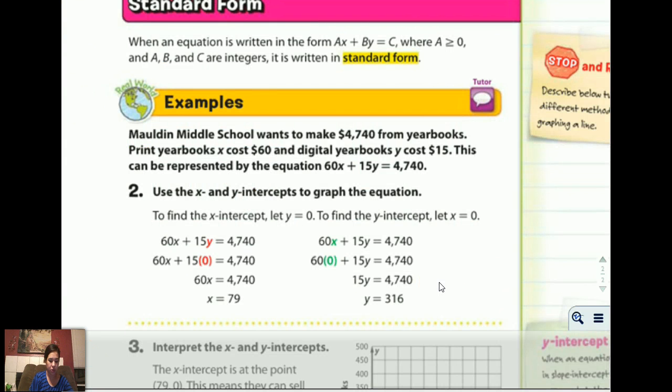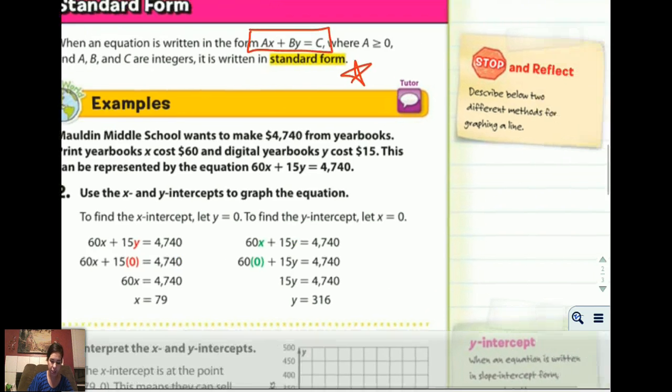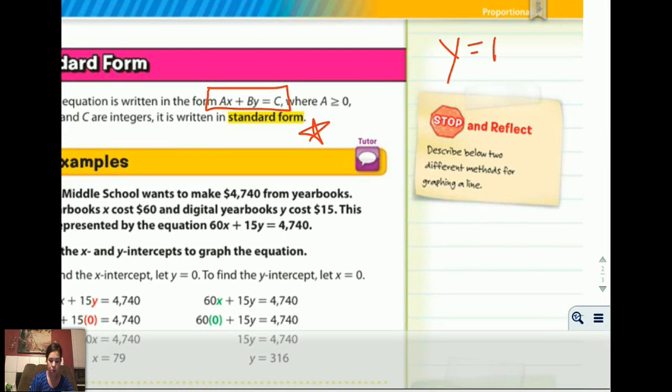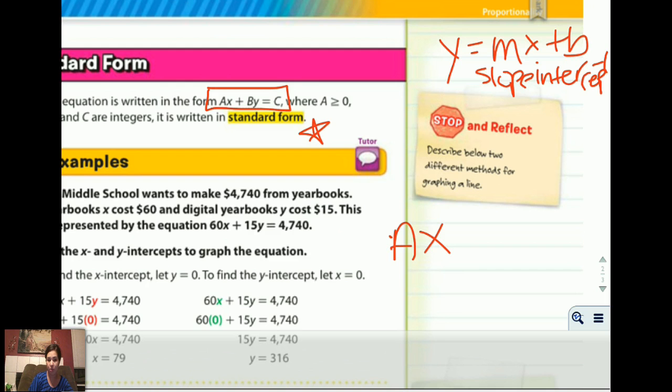Now we're going to look at what's called standard form. That's another vocabulary word that you need to know. Standard form is this: ax plus by is equal to c. We've already seen slope-intercept form, which is y equals mx plus b. In case you don't remember, this is called slope-intercept form, and what we have here is standard form, which is going to be a number, that's what a represents, plus a number times y is going to equal a third number.